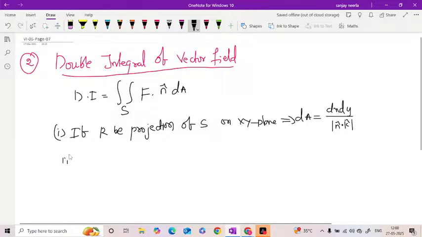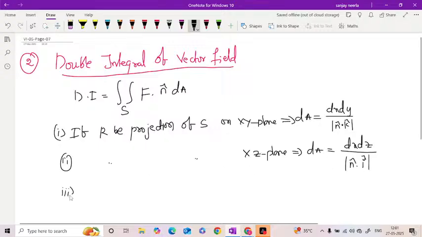Similarly, this is the first one. For the xz plane, dA is equal to dx dz by mod of n dot j. Next one, third one, the yz plane, dA is equal to dy dz by mod of n dot i. Okay, this is okay.